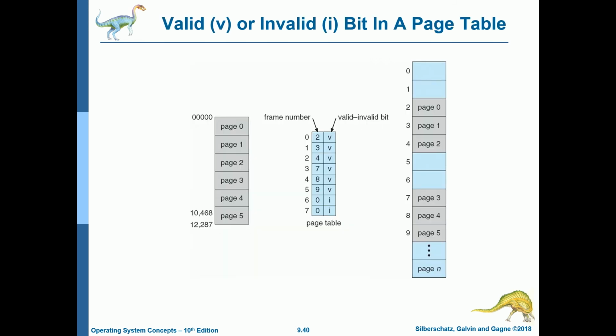We have the following situation, which we see here. Addresses in pages 0, 1, 2, 3, 4, and 5 are mapped normally through the page table. Any attempt to generate an address in pages 6 and 7, however, will find the valid-invalid bit set to invalid, and the computer will trap to the operating system.